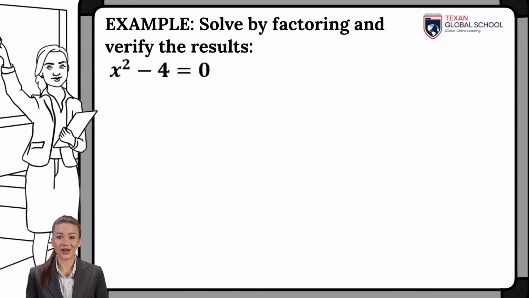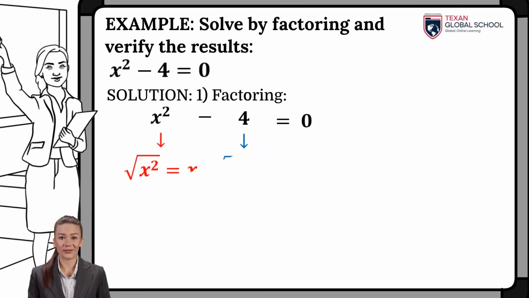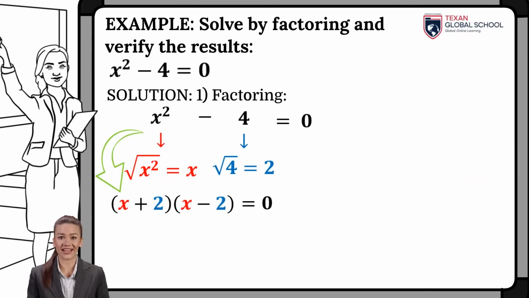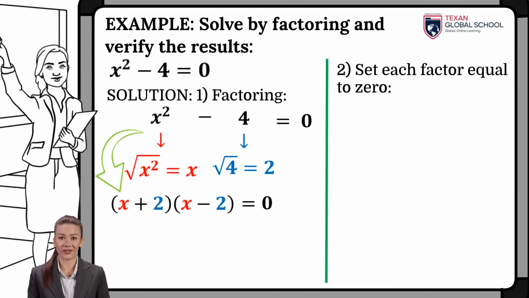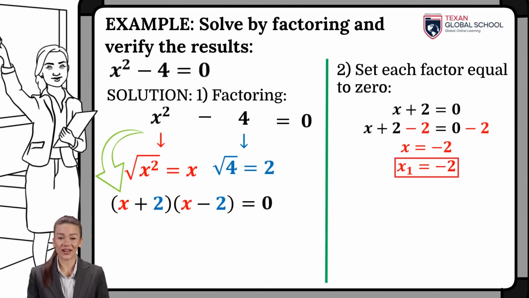Since the equation is already set equal to 0, then we factor. We can see a difference of squares that factors as conjugate binomials. Performing the square root of each term gives us the factors of x plus 2 times x minus 2. Now, we set each factor equal to 0 independently and isolate the variable x.